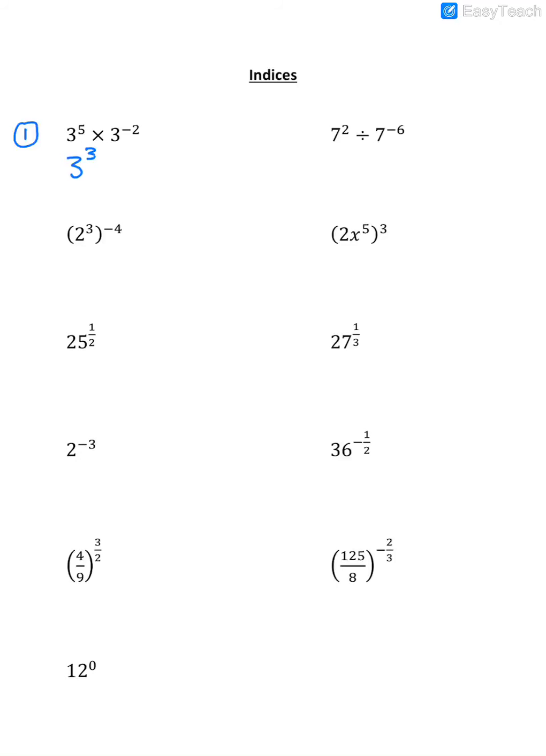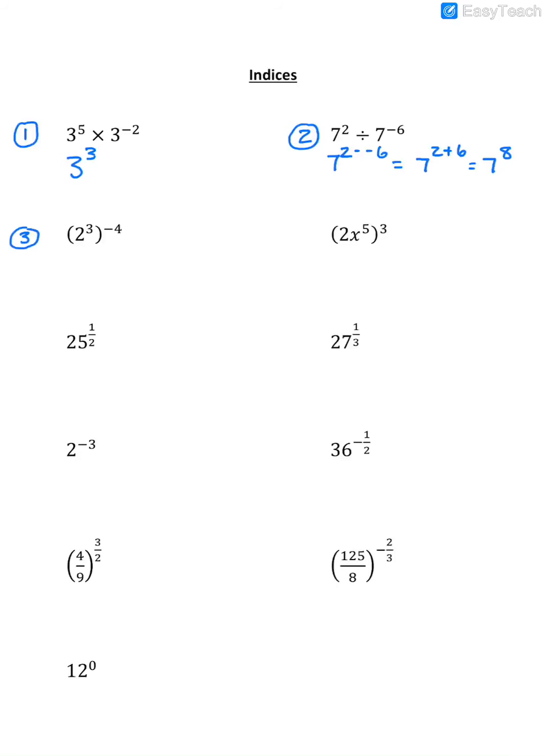Number 2. When you divide and the bases are the same, you subtract the powers. But be very careful if the second power is a negative already, because that will mean 7 to the power of 2 minus minus 6, which is the same as 7 to the power of 2 plus 6, so 7 to the power of 8.